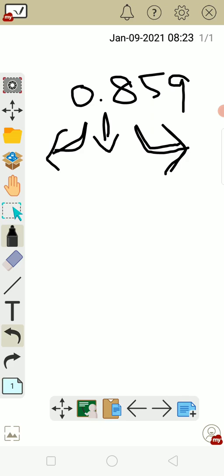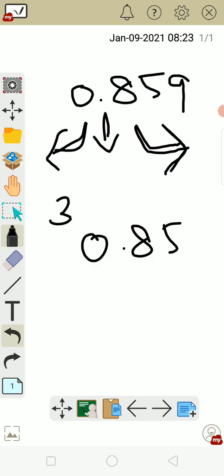Okay, so there are 3 decimal places in the number 0.859. How many places are there? 3 decimal places, because 859. So there are 3 decimal places in 0.859. We can read it as 0.859.